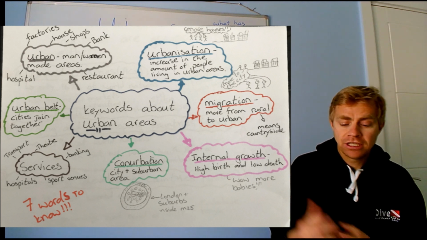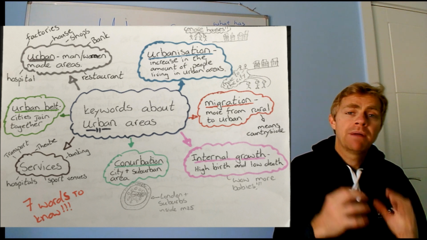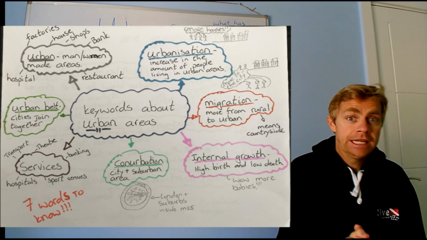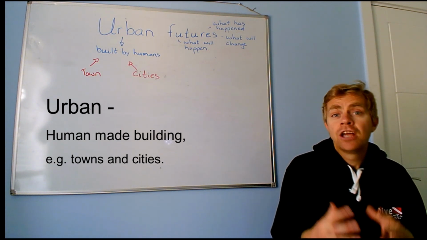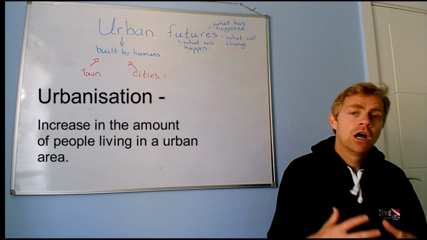As you can see in this little picture, I've created a very nice little mind map, where again I've used a couple of cartoons to help me remember it. So, let's look at those key words. The very first key word is urban. Well, this is man-made, woman-made areas. Your towns, your cities.